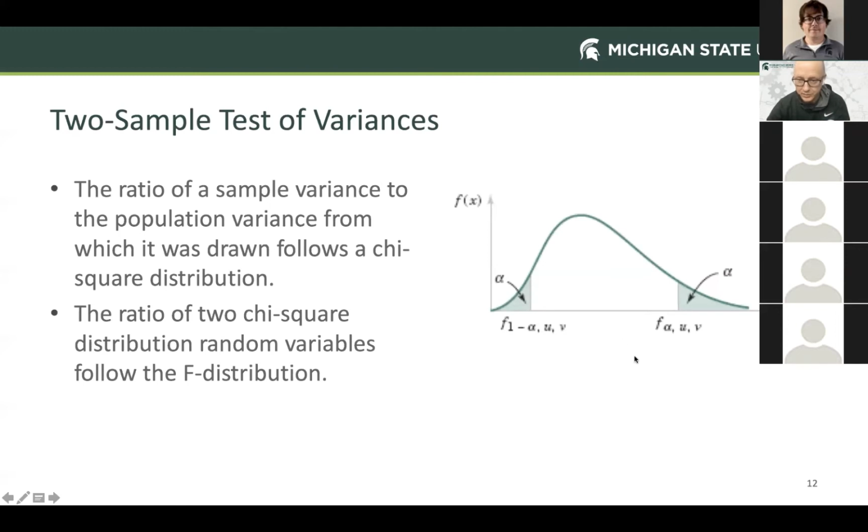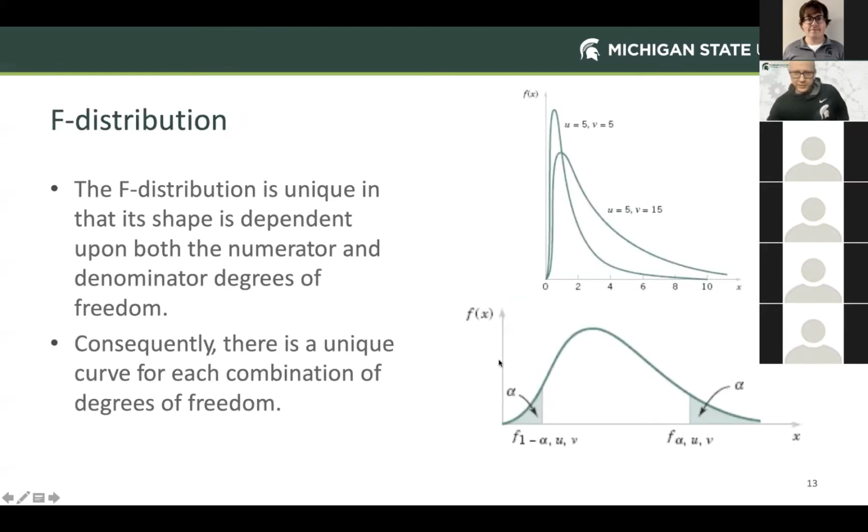And so this is showing us one example F distribution. As I click to the next slide, we'll see a few additional examples here. As I had alluded to, the F distribution is somewhat unique in that its shape depends upon both the numerator and denominator degrees of freedom. This is an example of an F distribution with 5 degrees of freedom for both of the samples versus one that has 5 degrees of freedom for the first sample and 15 for the second sample. The shape of this distribution is going to vary on that basis.